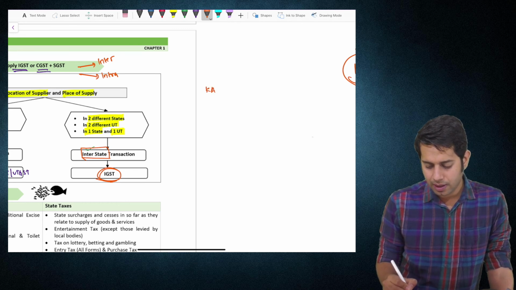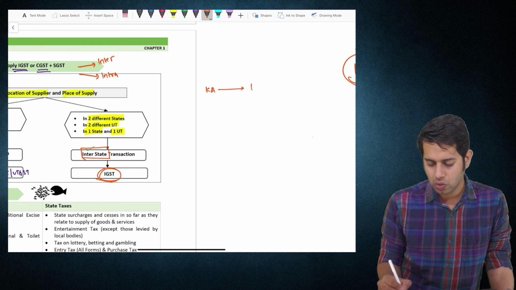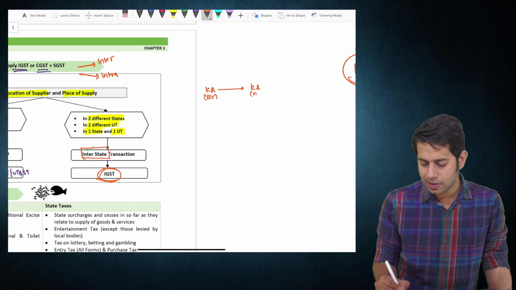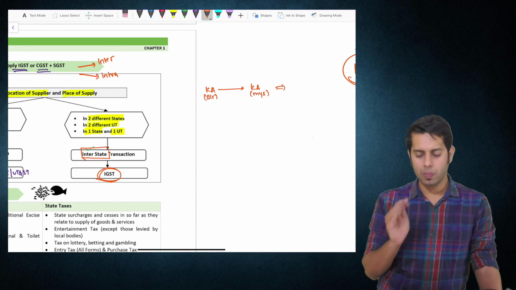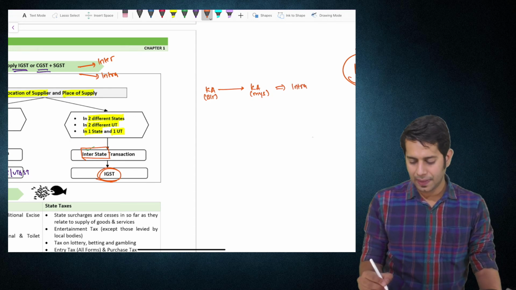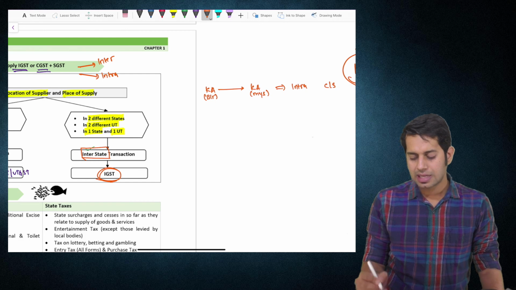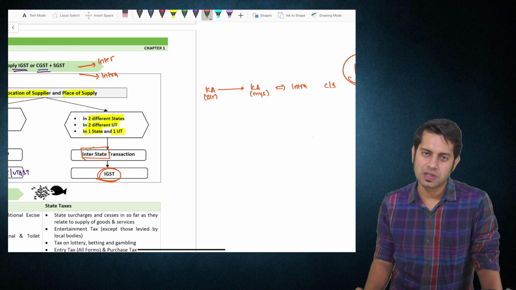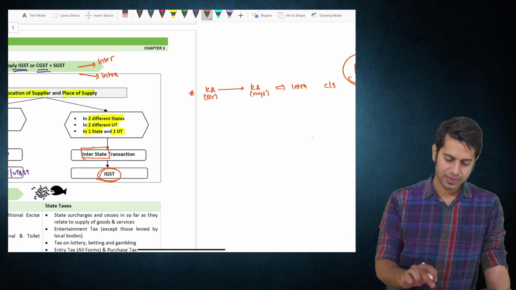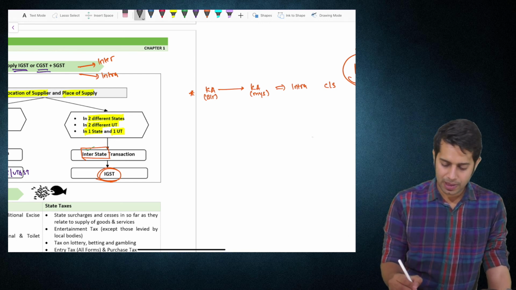Supply is made from Karnataka to Karnataka. There is a place called Bangalore in Karnataka. There is one more place called Mysore in Karnataka. Supply is made from Bangalore to Mysore. What type of supply is it? It is an intrastate supply. What are you going to charge? CGST, SGST. Then, example number 2.